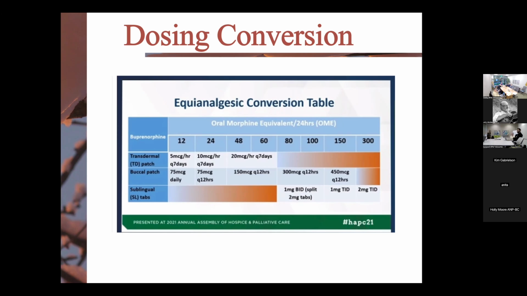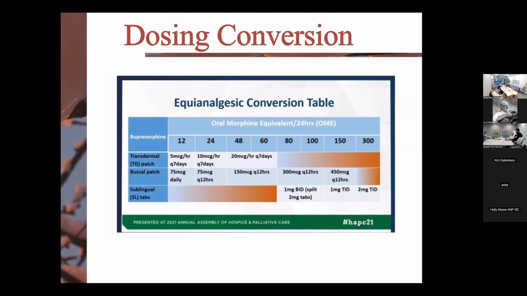But we start at 5 and we go up to 20. So that 5 is really about an equivalent of 12 oral morphine equivalents, and 20 gets you up to that 48, 60 realm. But without adding multiple patches, you can't get much higher than 60. Now compare this to Europe. Their patches start at 35 and go up to 140. So there's a lot more leeway to use transdermal patches for a good analgesic effect.